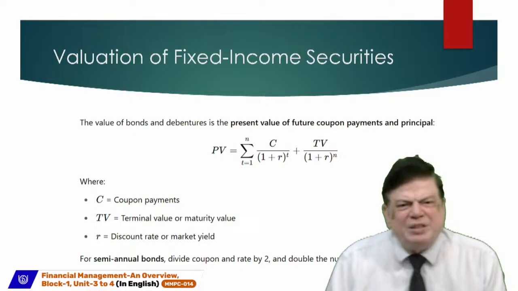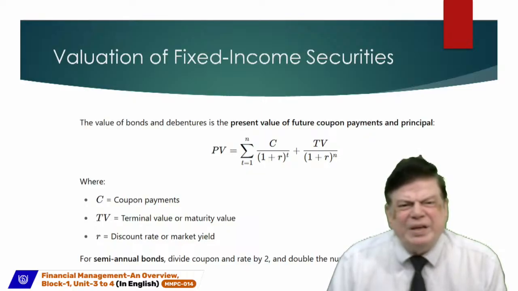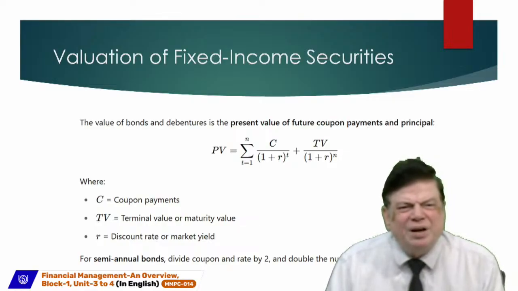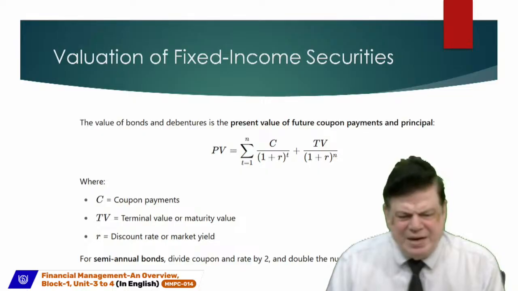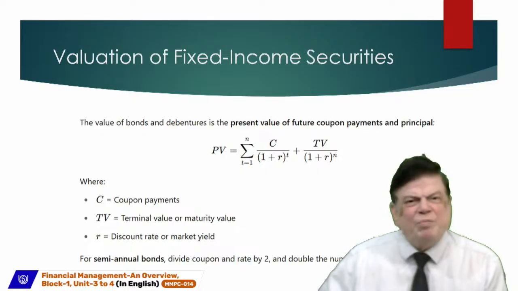PV is equal to summation, t equal to 1 to n, C divided by (1 plus R) raised to power t, plus TV divided by (1 plus R) raised to power n, where C is coupon payments, TV is terminal value or maturity value, R is discount rate or market yield. For semi-annual, divide coupon and rate by 2 and double the number of periods.